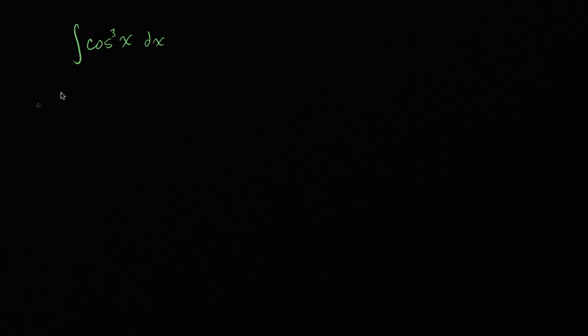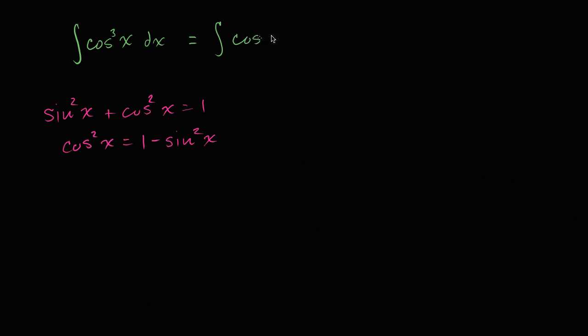Well, we know that sine squared x plus cosine squared x is equal to 1. Or if we subtract sine squared from both sides, we know that cosine squared x is equal to 1 minus sine squared x. So what would happen if cosine to the third power, that's cosine squared times cosine. Let me just rewrite it. This is the same thing as cosine of x times cosine squared of x dx.